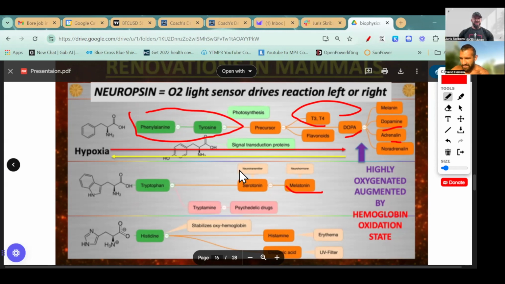Your screen is stuck, nothing moved. Oh, okay. Let me see if I can stop sharing my screen and share the whole thing.